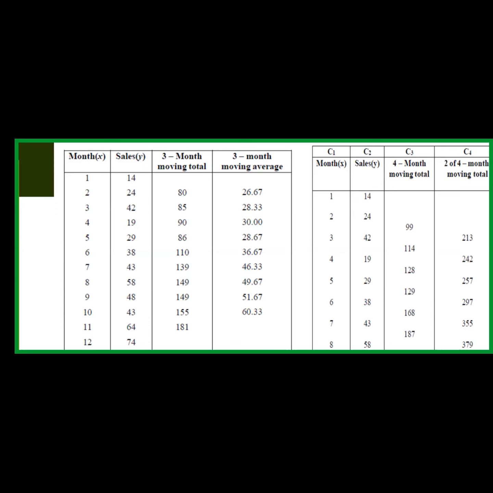You will go again: 19 plus 29 plus 38, sorry. 19 plus 29 plus 38 is 86. The middle is what? 29. That is why it's opposite 29. You can see. So you continue. 29 plus 38 plus 43. 110. 29 plus 38 plus 43 is 110. Exactly. The middle is what? 38. That is why it's opposite 38.